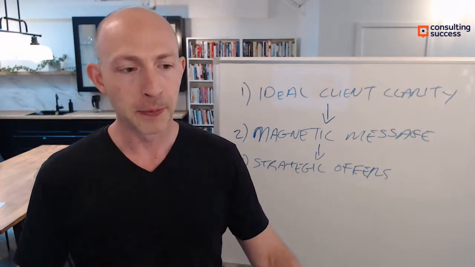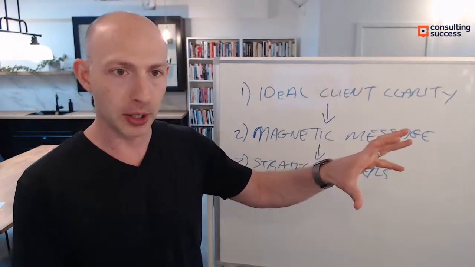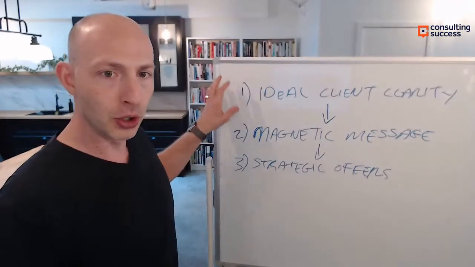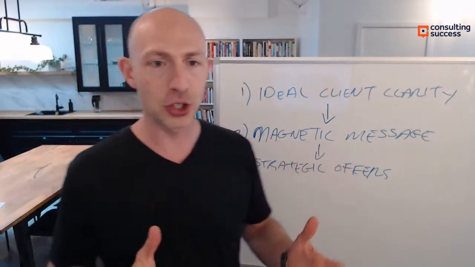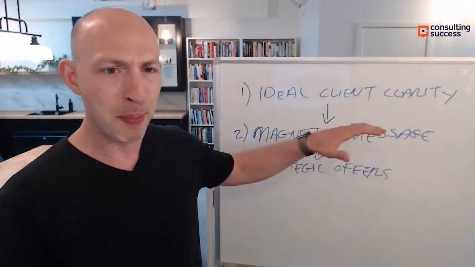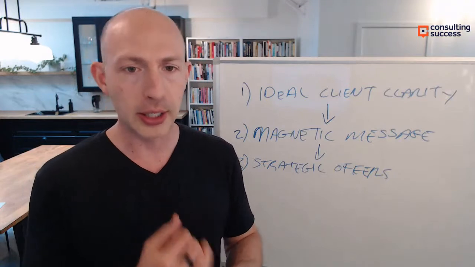But then the other big thing, again, for those of you just jumping on, the theme is that before you think about doing marketing, right, you want to make sure that you have clarity on these 3 elements, which create the foundation for a successful consulting business. Of course, there's many other elements to a successful consulting business, but these 3 are core: ideal client clarity, magnetic message, strategic offers.